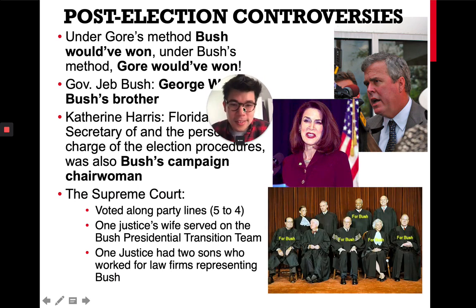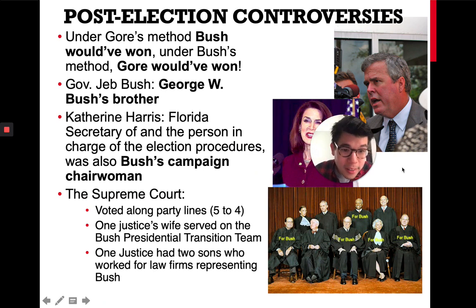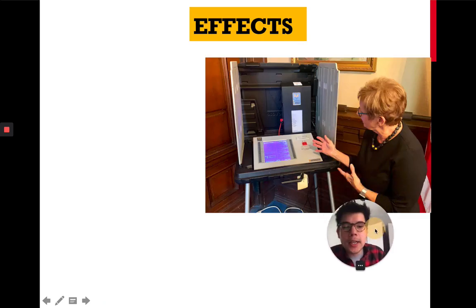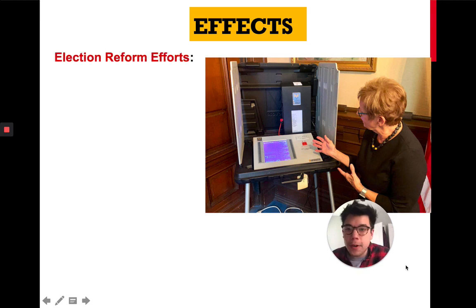There's the Supreme Court justices. There they are. These are the deciders, the law of the land. They get to interpret it. And so what are some of the effects here after this 2000 election, the year 2000? It's really not so far away.